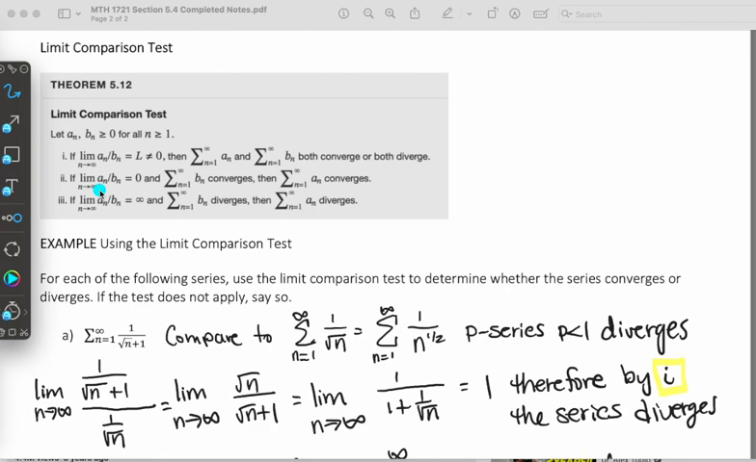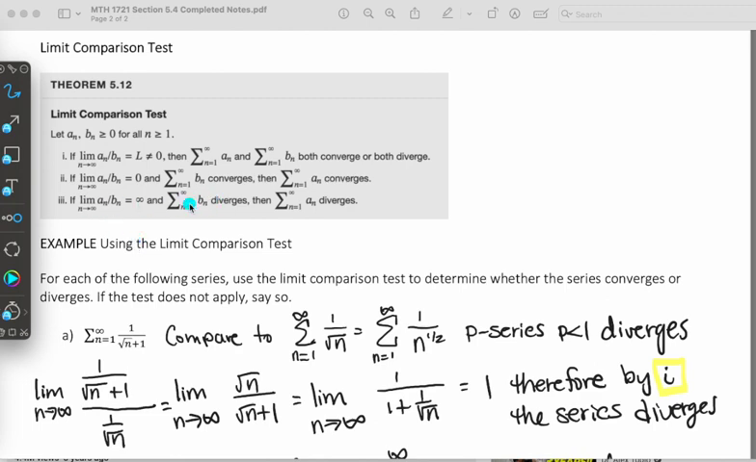Now, if I take the limit of an over bn and I get 0, then if I know that bn converges, then an converges. Notice it doesn't say anything here about diverging. All I know is if the limit of this is 0 and I know that bn converges, then I can say an converges. If I get the limit is 0 and I know bn diverges, then this is going to be inconclusive.